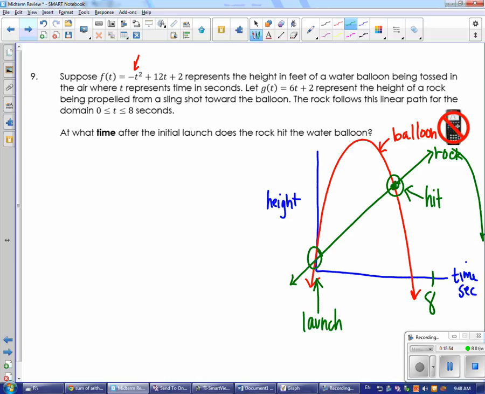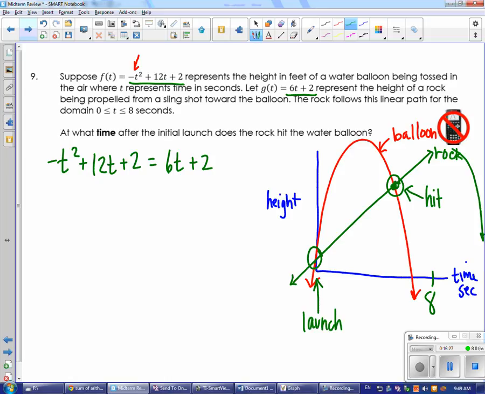And we actually learned this in our systems unit. If I want to find the solution to a system, I just have to find where they intersect. And I can use the substitution method. Since both of these functions are equal to the height, I can set this quantity equal to this quantity. So we have negative t squared plus 12t plus 2 is equal to 6t plus 2. Now notice that when I put these two things together, it still is a quadratic equation. It's just not in standard form.